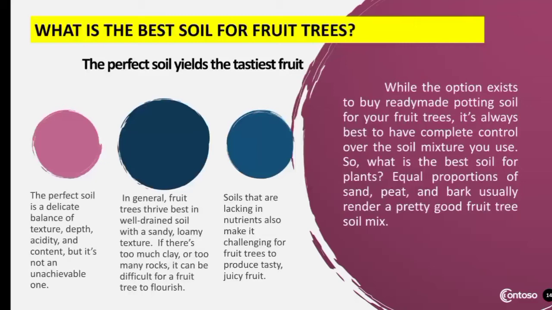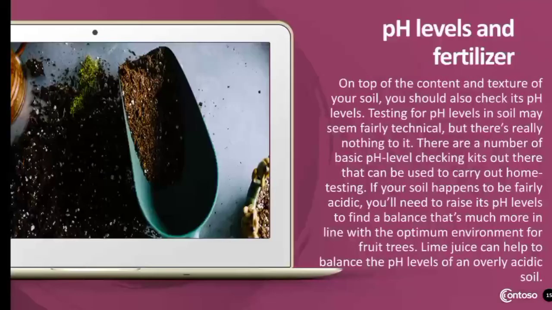So while the option exists to buy ready-made potting soil for your fruit trees, it's always best to have complete control over the soil mixture you use. So what is the best soil for plants? Equal proportions of sand, peat, and bark usually render a pretty good fruit tree soil mix. So that's the best choice. So we have some ratio, di ba? Some use a 1:1:1 ratio.